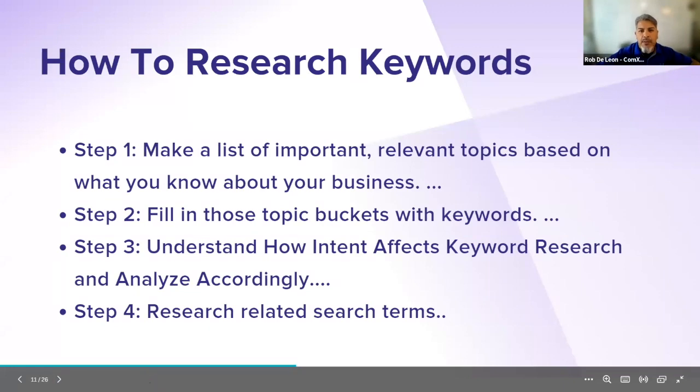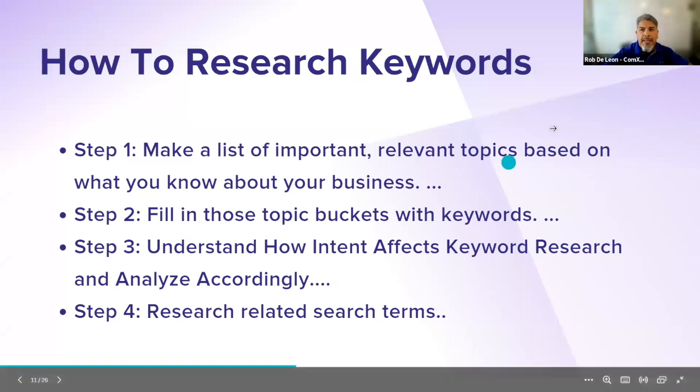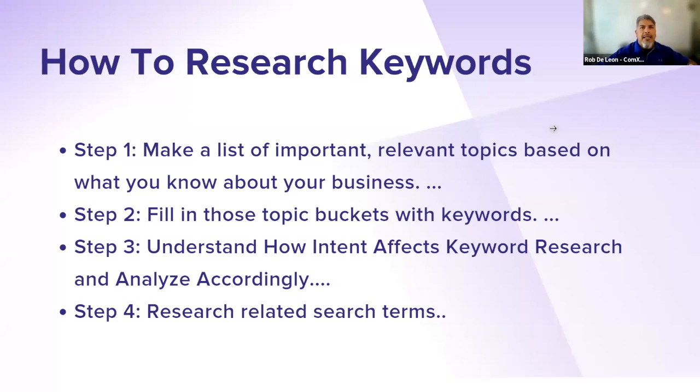So how to research keywords. Step one, make a list of important, relevant topics based on what you know about your business. So it's really easy that if I'm a landscaper, I'm going to say, well, my keyword is landscaping. Okay, so then what you do is you make the list of important, relevant topics. Fill in those topic buckets with the keywords. Write down all the keywords you can think of.